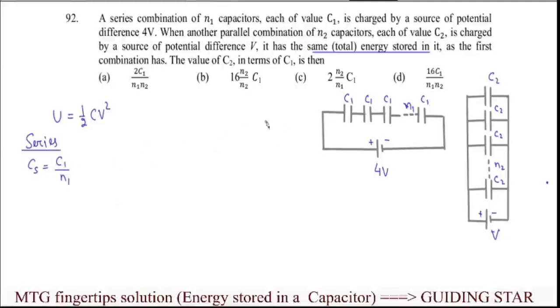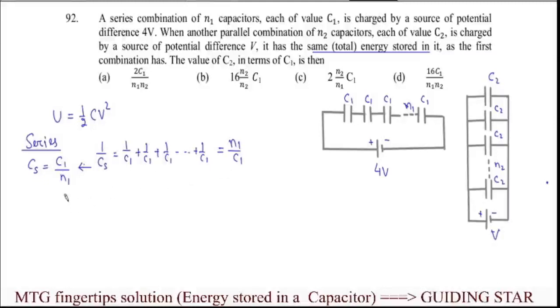Why? Because 1 by CS will be 1 by C1 plus 1 by C1 plus 1 by C1, and so on up to plus 1 by C1, added N1 number of times. So if N is 2 it will be 2 by C1, if 3 it will be 3 by C1, so for N1 it will be N1 by C1. That means the value of CS will be C1 by N1.